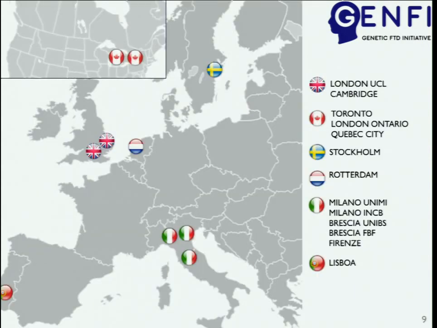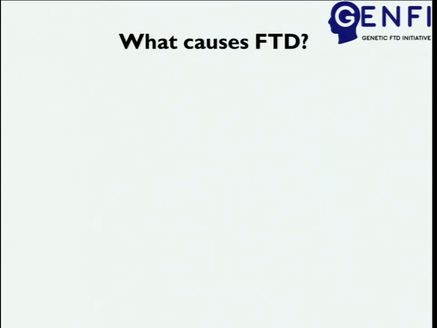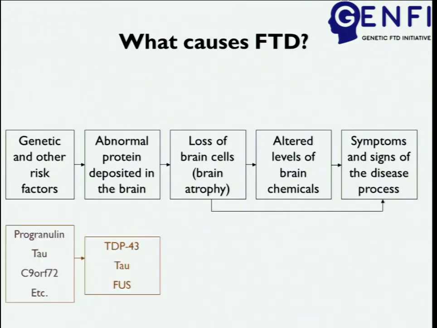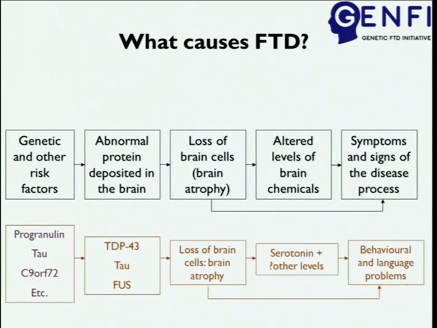And so these are the centres that were involved in the first study. So James Rowe, if he's still here in the audience, from Cambridge, was the lead person in Cambridge. And so the two centres in England have been in London and Cambridge. We've got a couple of centres in Canada, and then Sweden, Rotterdam, lots of centres in Italy, and then over in Portugal as well. So these were quite a lot of the big European centres that see lots of people with genetic FTD.